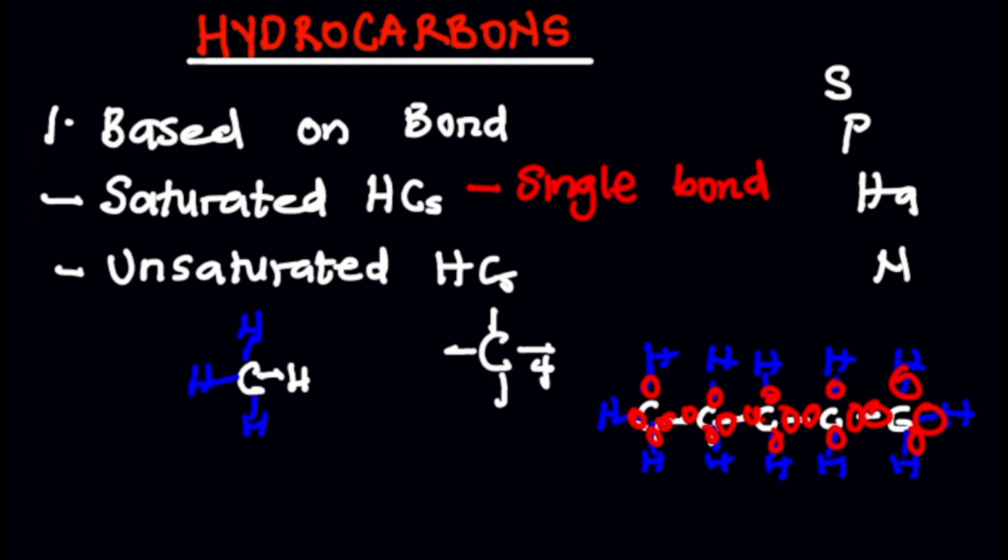An example of hydrocarbon that are saturated in nature, they are basically the ones that belong to the alkane family. Alkane family. I'm going to explain that one in just a moment. So saturated hydrocarbon are basically referred to as alkane. Now let's move on to the unsaturated hydrocarbon.